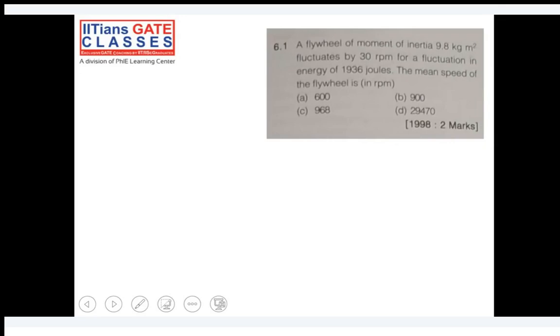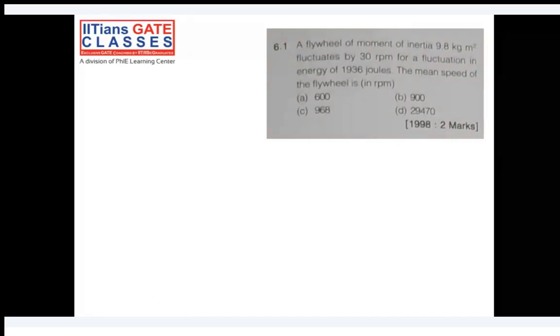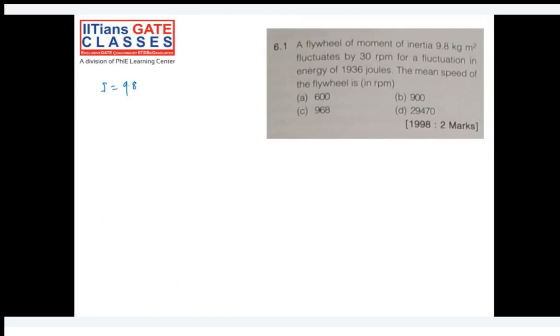First question: a flywheel of moment of inertia I equal to 9.8 kg meter square fluctuates by 30 rpm. For a fluctuation in energy of 1936 joules, the mean speed of the flywheel is in rpm. I will repeat the question. They have given us the value of I, 9.8 kg meter square. Delta omega is 30 rpm, given in rpm, so it's not in radians per second, remember. The fluctuation in energy delta E is also given to you, 1936 joules. Mean omega they are asking, in rpm.